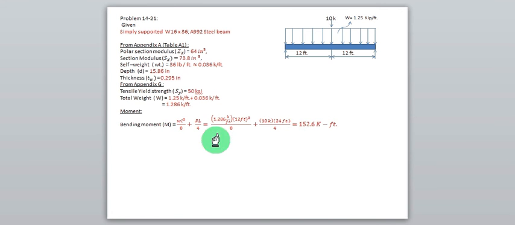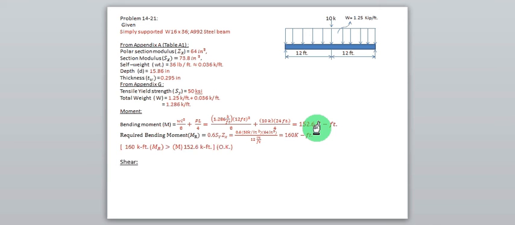So substituting the corresponding values, we have the calculated bending moment as 152.6 kips foot. Now we calculate the required bending moment for the beam, which is given by the formula 0.6 SY ZX, where SY is the yield strength, that is 50 ksi, and ZX is the plastic section modulus, which is 64 cubic inches. Substituting the values and calculating, we got the required bending moment as 160 kips foot, which is greater than the calculated bending moment. So the beam is okay.